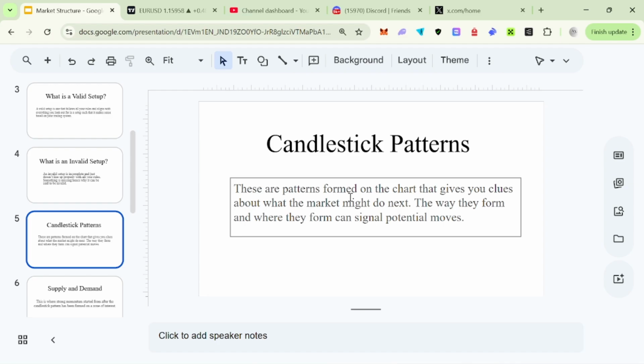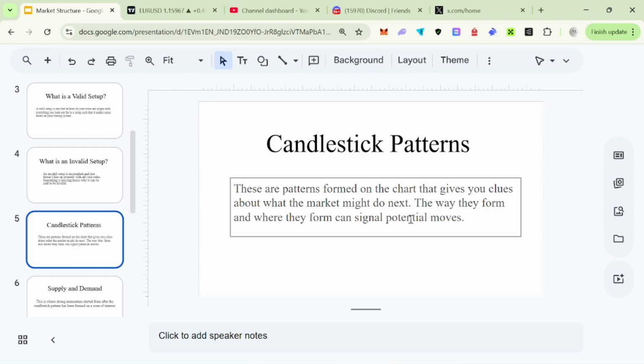What are candlestick patterns? These are patterns formed on the chart that give you clues about what the market might do next. The way they form, and where they form, can signal potential moves. Now if you learn how to identify these patterns properly, you can catch entries at key points and make the most out of a move. But here's what a lot of beginners get wrong. This is where they go wrong.